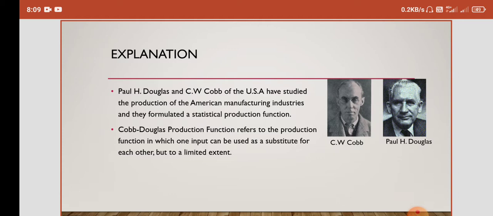Production is the transfer of inputs into outputs, and production function is the expression of relationship between physical quantities of inputs and physical quantities of outputs. That means the volume of inputs used in the production process of a particular amount of commodity.